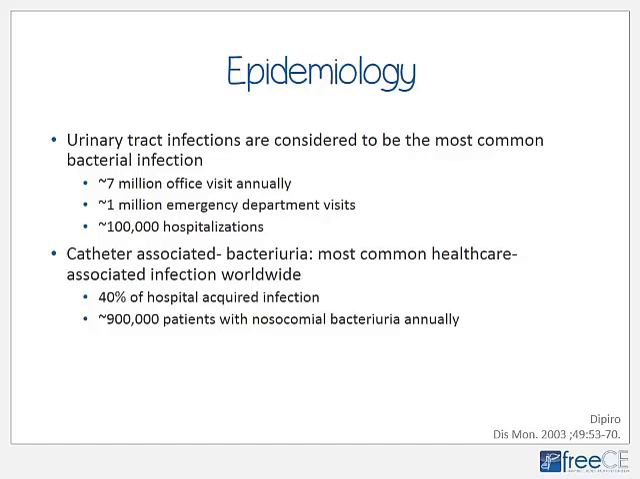So before we move on to talking about the etiology, or the pathogens that are most commonly seen in urinary tract infections, I think it's important to understand why talking about urinary tract infections is so important as part of an antibiotics discussion. The reason is that urinary tract infections are considered the most common bacterial infection in the United States. It's difficult to accurately assess the incidence of UTIs because they're not reportable diseases, but it's estimated that on an annual basis there are 7 million office visits, 1 million emergency department visits, and approximately 100,000 hospitalizations, all as a result of urinary tract infections.